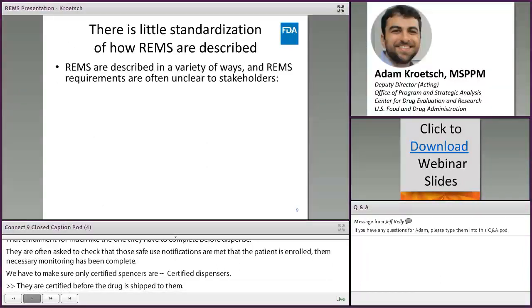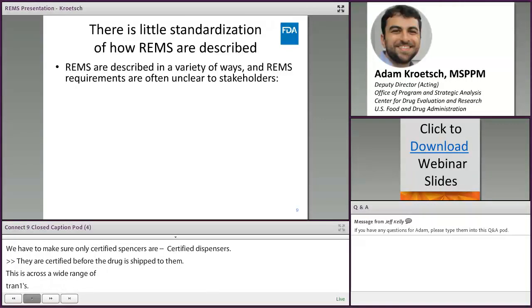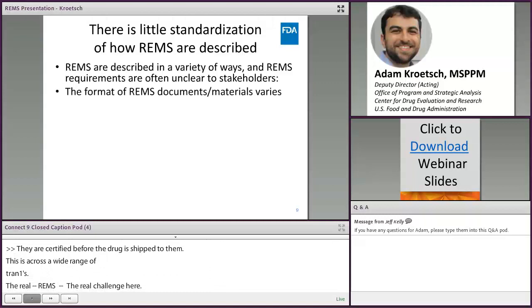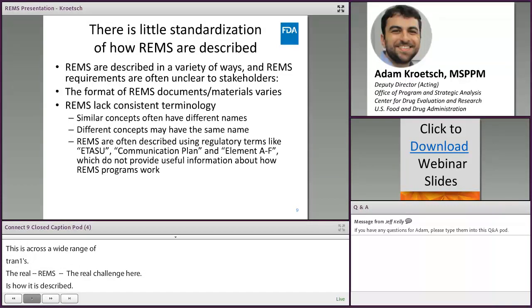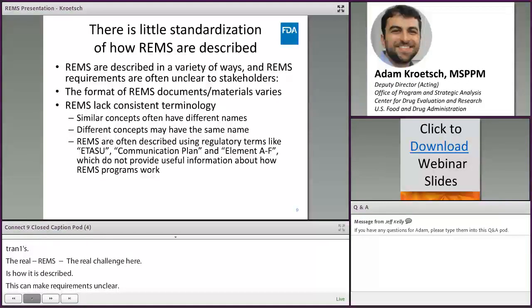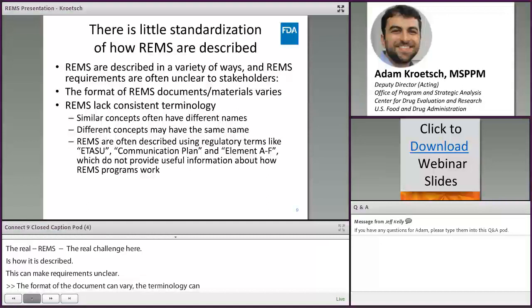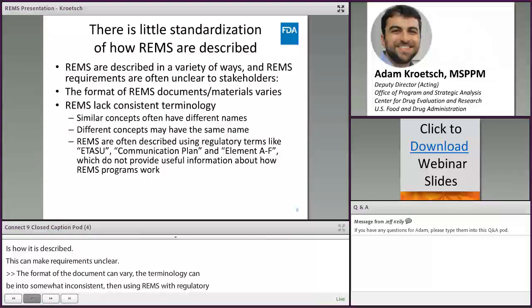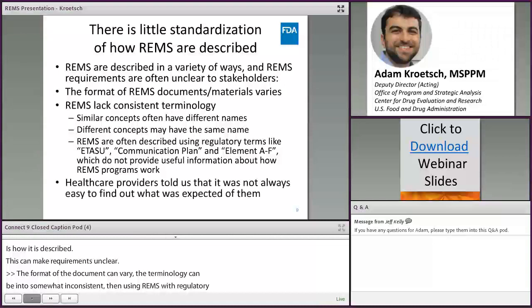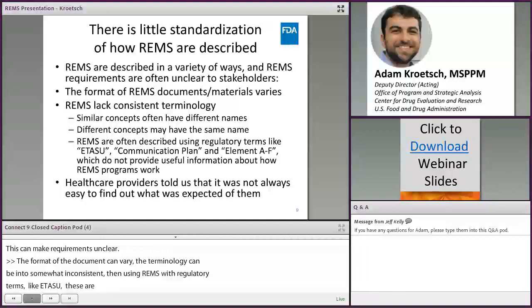So the real challenge there is that there isn't as much standardization of how the REMS are described. There's a variety of different ways that REMS are described, and it can make requirements and what's required of a stakeholder a bit unclear. The format of the documents and the materials can vary. Terminology can be somewhat inconsistent from REMS to REMS. And then there's often description of REMS using regulatory terms like ETASU, communication plan, elements A through F. These are all terms that many of you listening today may be familiar with, but healthcare providers and others are often less familiar with these terms and can find them confusing. Overall, what we heard in our previous discussions with participants in REMS is that it's not always easy to quickly and easily find out what's expected of them when they're using a REMS.